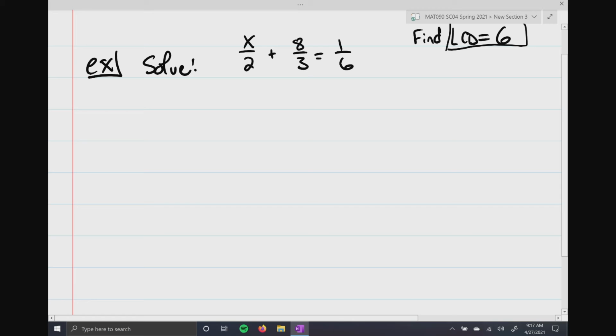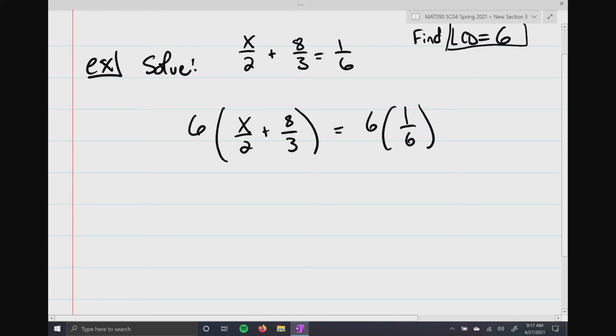We're going to multiply both sides of the equation by the LCD. Okay? Now we know on the left-hand side, I have the distributive property that I can use. So this is kind of like step 2. If parentheses are present, use the distributive property to remove them. All right?